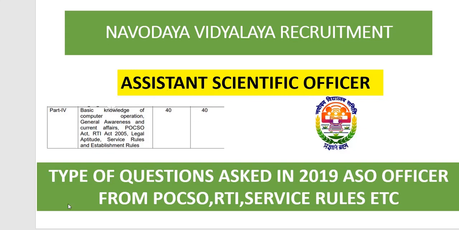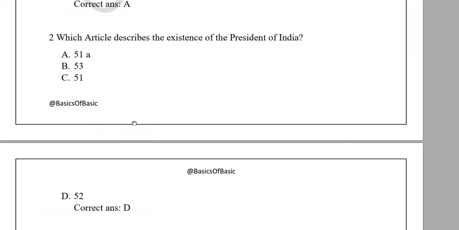So let us go into the question paper itself. As you can see on the screen, I am on the question paper of the 2019 Navodaya Vidyalaya Samiti recruitment for Assistant Scientific Officer. At that time, only two posts were present, but now 10 posts are present. This is one of the good opportunities since the number of posts as compared to 2019 is high, and also the examination will be held in almost all the exam centers. So it will be a very good choice.